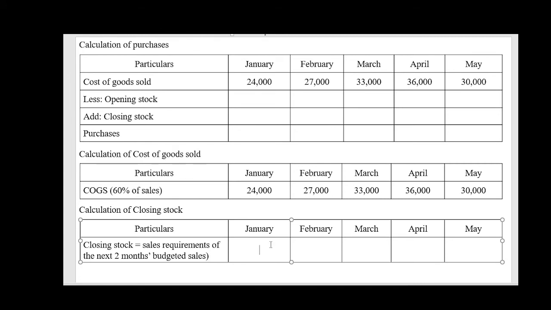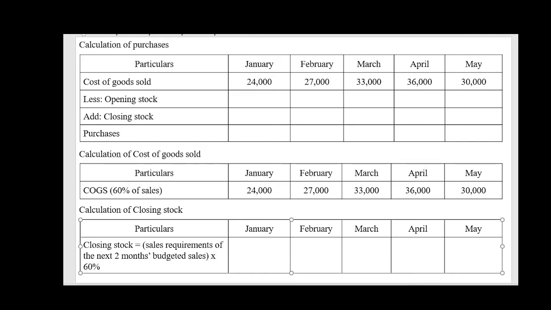So for the month of January, the closing stock will be the sales requirements of February and March, but then we need to take it at cost price, right? If you have to take it at cost price, you have to multiply it by 60%. So here let us write closing stock at cost. Don't take 100% of sales. We need to take only 60% of sales.